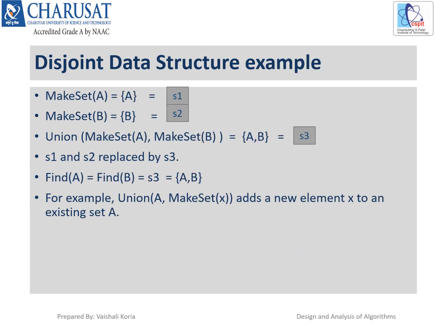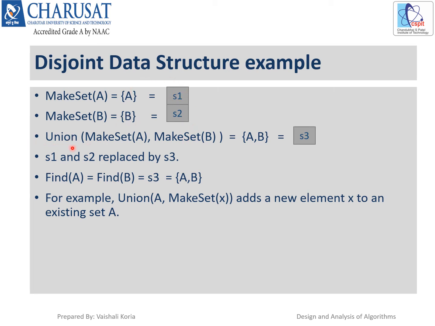Now we will understand the disjoint data structure with an example. Here two elements are given, A and B. First we are creating a set for these two elements A and B. So make set A and make set B operations will be called, and new sets S1 and S2 are created which represent A and B.